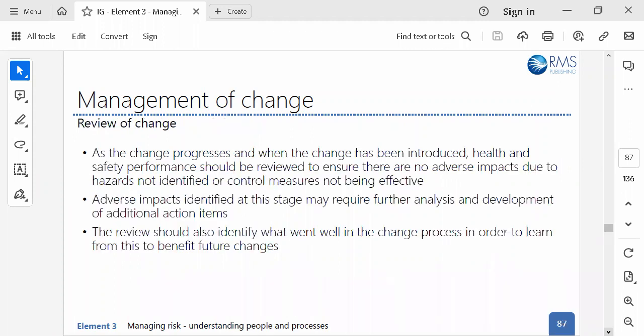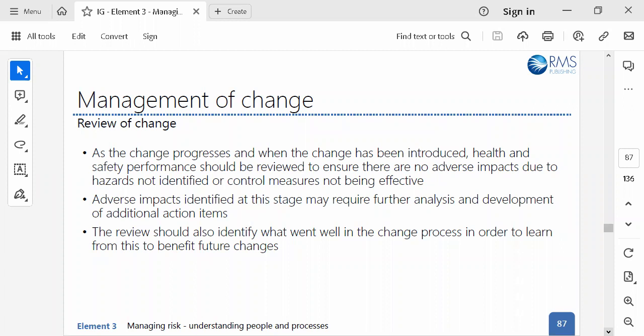Review of change: as the change progresses and when the change has been introduced, health and safety performance should be reviewed to ensure there are no adverse impacts due to hazards not identified or control measures not being effective. We need to review the progress of the change because this is very important. Then we will check and identify whether the control measures and the hazards are managed in a better manner or not. Adverse impacts identified at this stage may require further analysis and development of additional action items.